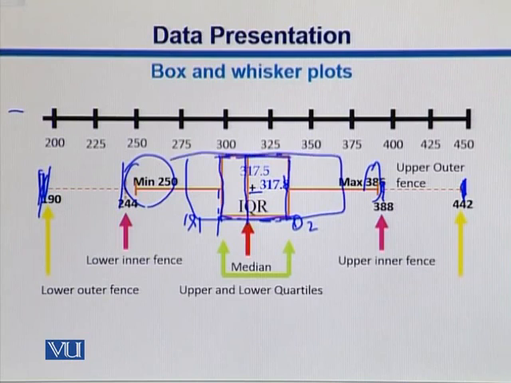Where are the outliers? Sometimes if we have some numbers coming in between these two fences, we can call them mild outliers. We might use different symbols for them. And sometimes we have extreme outliers which are present outside of those outer fences. So those outliers play an important role in data analysis. So sometimes we try to get those numbers and remove them from our analysis.